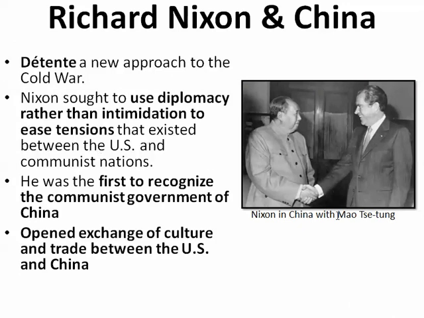In other words, he opens up friendly relationships with China to release tensions during the Cold War. Nixon really wants to bring the Cold War to an end, and he sought to use diplomacy rather than intimidation with China to ease tensions. He's going to be the first president during the Cold War to go to China and visit with Mao Zedong. He was the first to recognize the communist government of China, the People's Republic of China, and open an exchange of culture and trade between the United States and China.